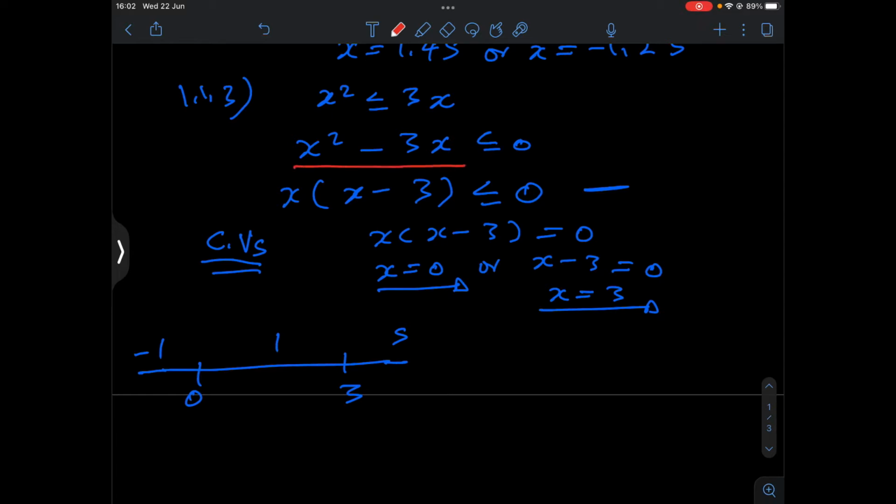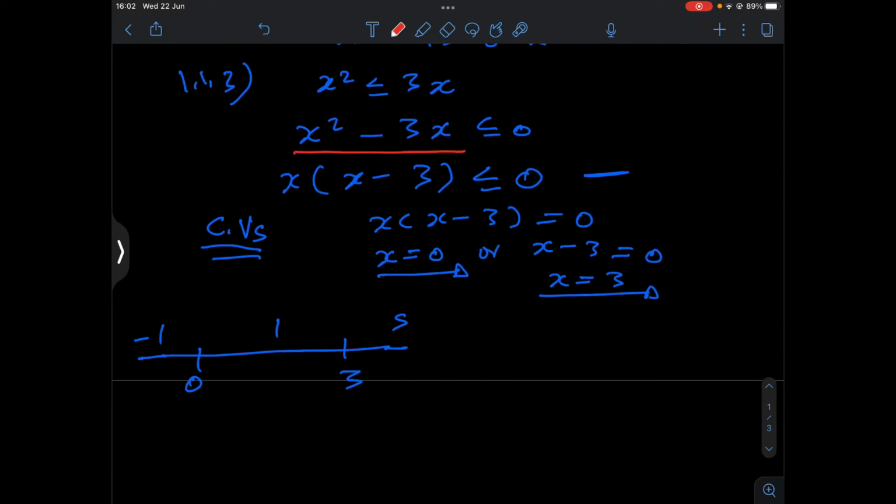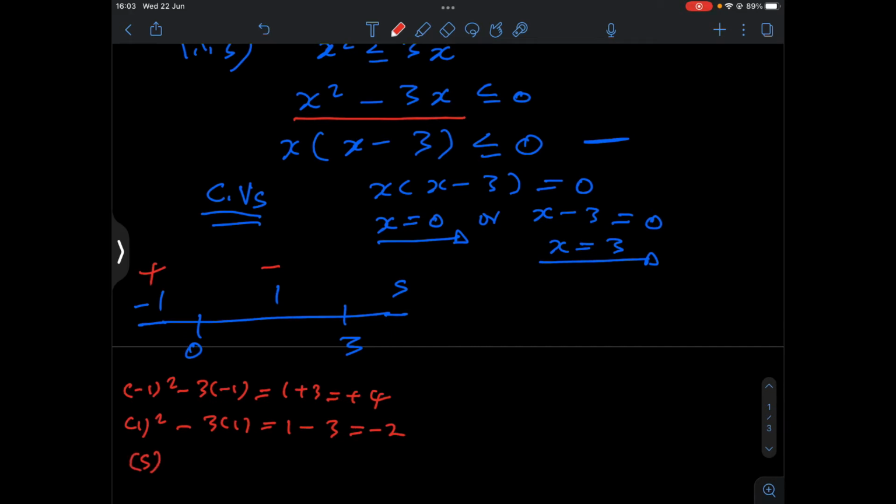Let us see what happens when we substitute these numbers into the quadratic expression. When we substitute -1, we get (-1) squared minus 3 times -1, which gives us 1 plus 3. That's a positive 4. So here we get a positive. If we try 1 squared minus 3 times 1, it gives us 1 minus 3, which is -2. That's a negative. And if we try 5 squared minus 3 times 5, we get 25 minus 15, which gives us 10, and that is a positive.